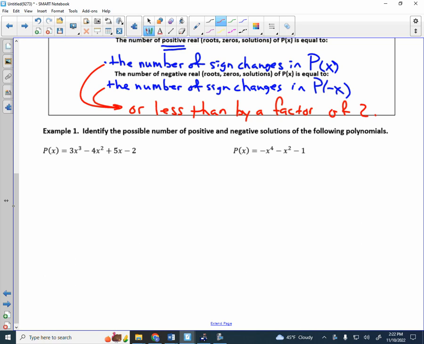So identify the possible number of positive and negative real solutions of the polynomial. So we're going to identify positive real. We're going to identify the number of negative real. And that's going to lead us to the total real.